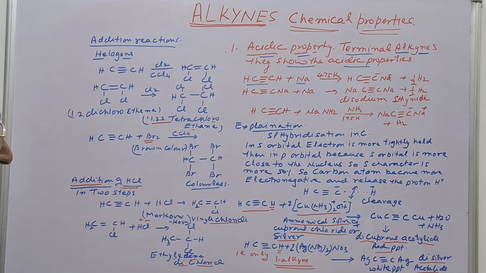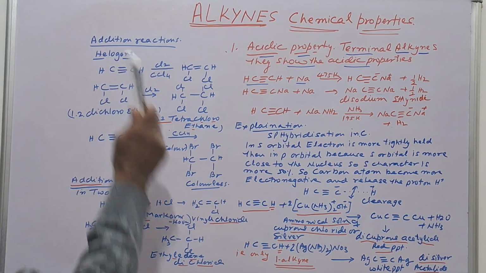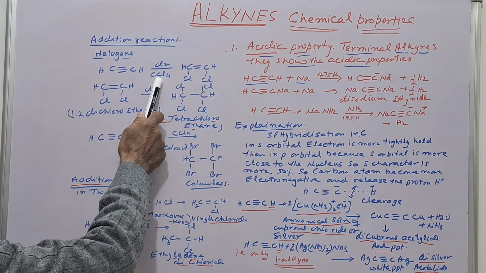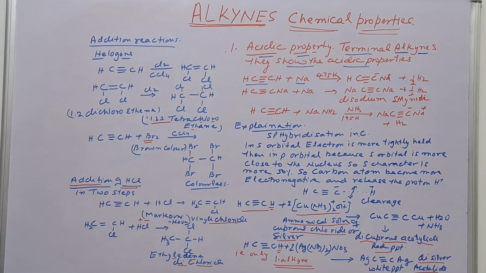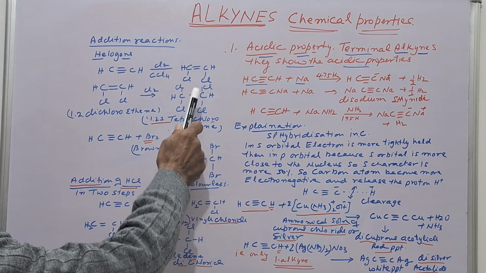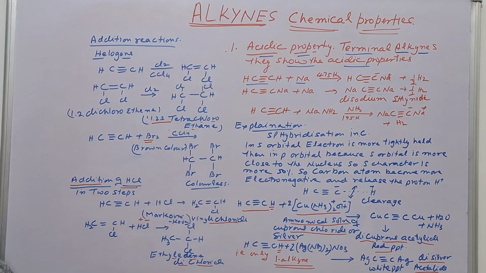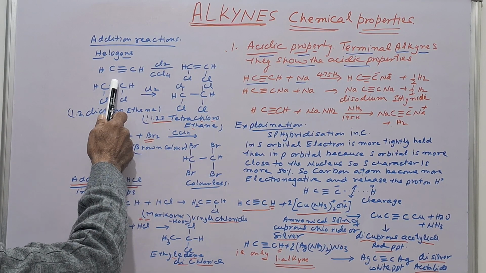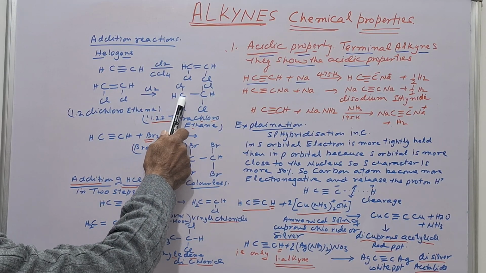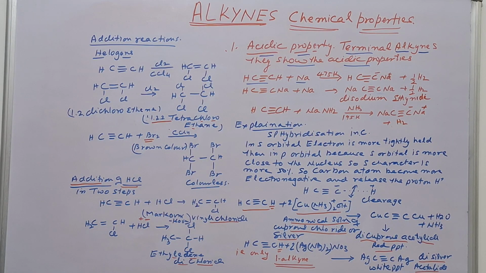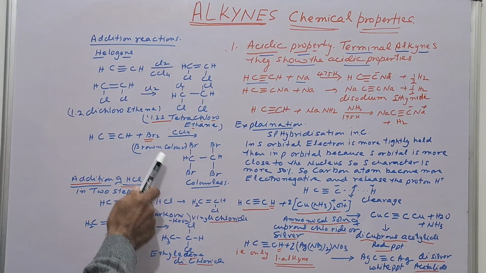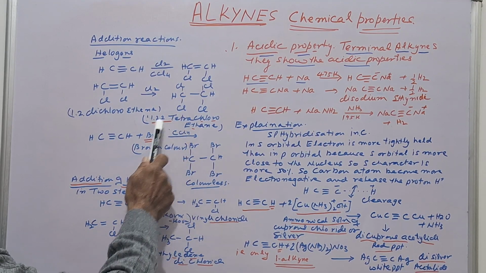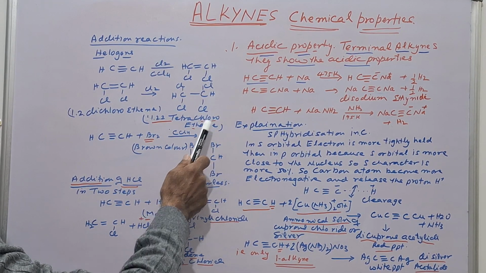Now, addition reactions. First, addition of the halogens. When chlorine reacts with ethyne in the presence of carbon tetrachloride, first it forms 1,2-dichloroethene, and in the second step one more bond breaks and it forms 1,1,2,2-tetrachloroethane. So addition takes place in two steps. First, one pi bond breaks, then the second pi bond breaks, and finally it forms 1,1,2,2-tetrachloroethane.